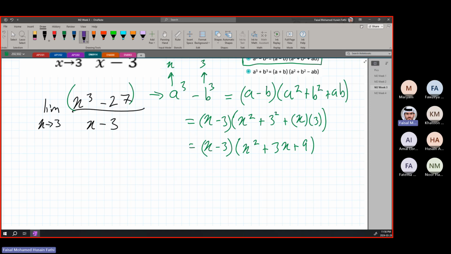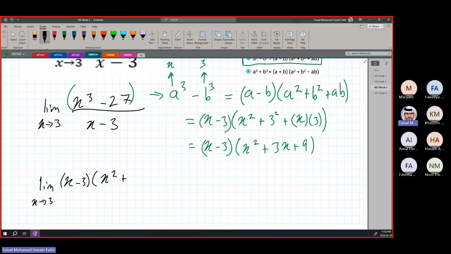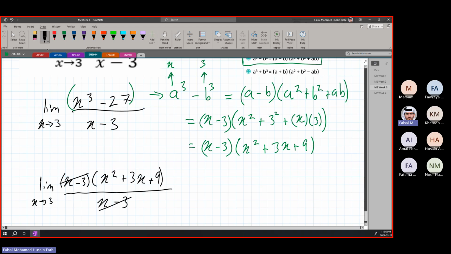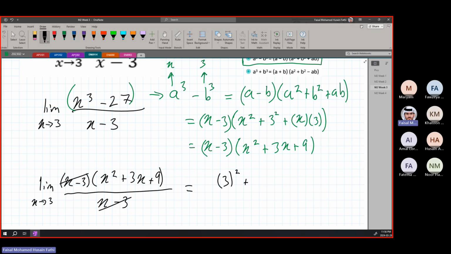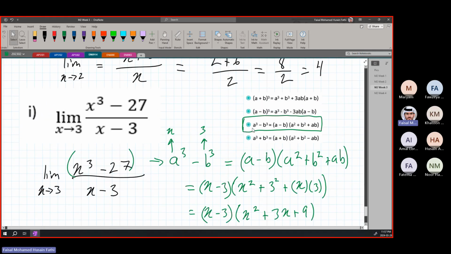The bottom part is already x minus 3. So the limit as x tends to 3 of x minus 3 times x squared plus 3x plus 9 divided by x minus 3. X minus 3 will cancel. So this is going to be equal to 3 squared plus 3 times 3 plus 9, which is 9 plus 9 plus 9, which is equal to 27. Again, the trick here is to know this form of a cubed minus b cubed, how to solve it, and that's it.